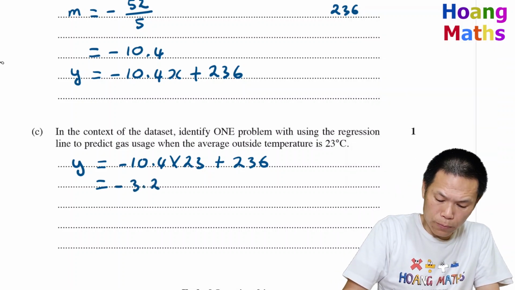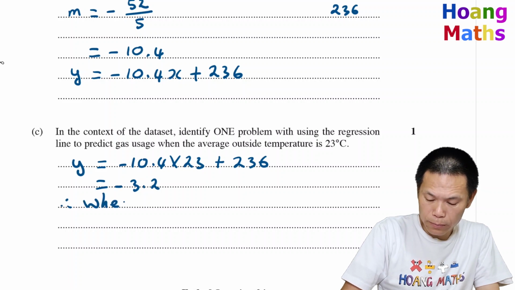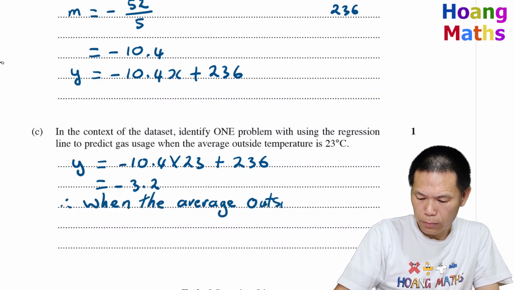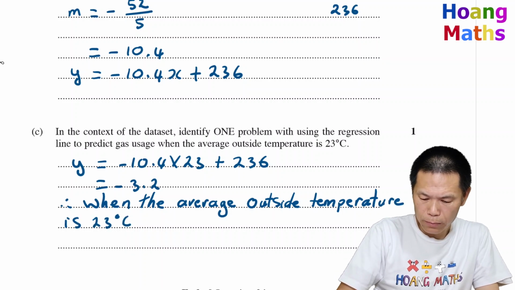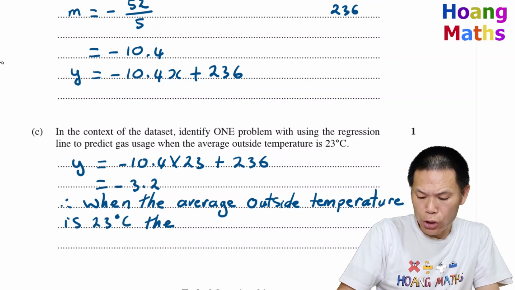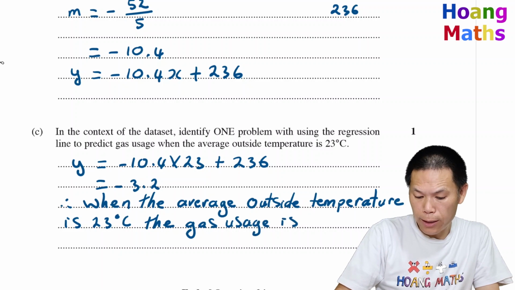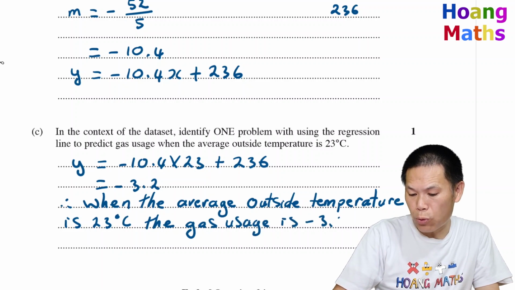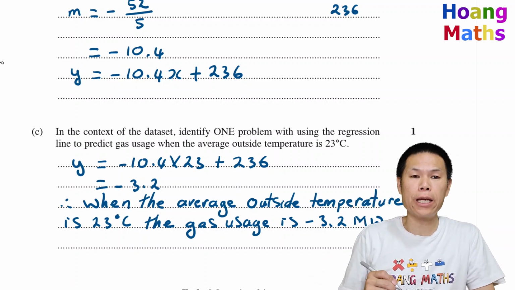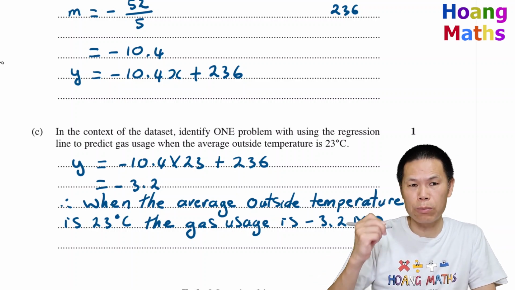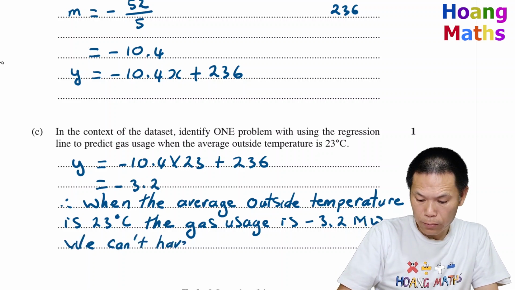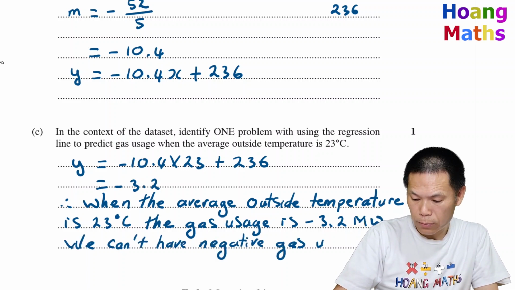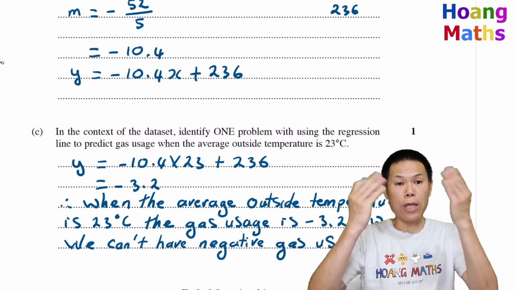So therefore, the gas usage is negative 3.2 megawatts. And we cannot have a negative gas usage, okay? So keep that in mind. So that's a problem. So there you go.